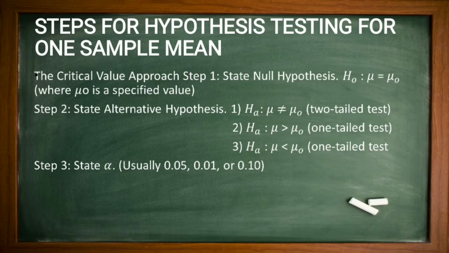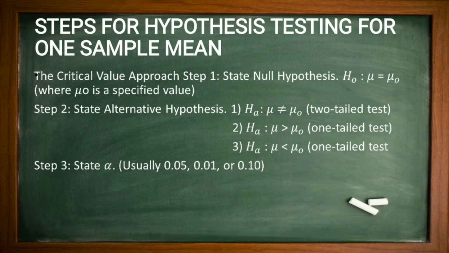As you can see, we have capital letter H sub 0. That is our null hypothesis. That is how you write it. Then we have a colon and then our population mean. We use the equal sign and our hypothesized mean. Our hypothesized mean is a specified value, so it is already given in our problem.